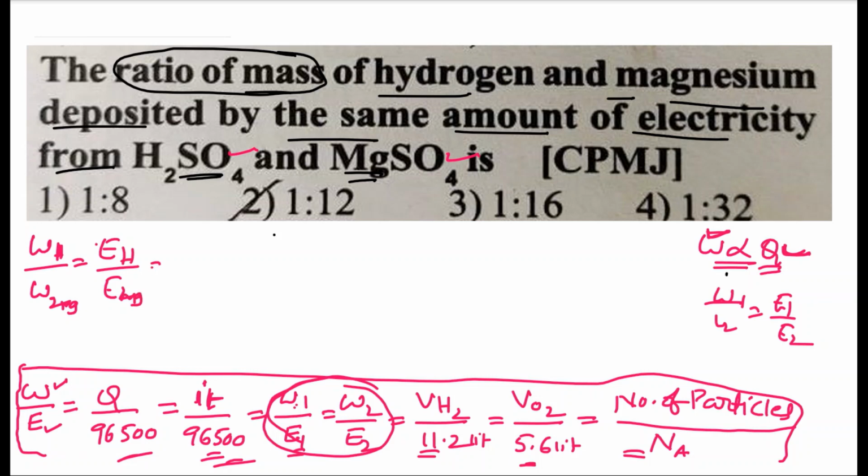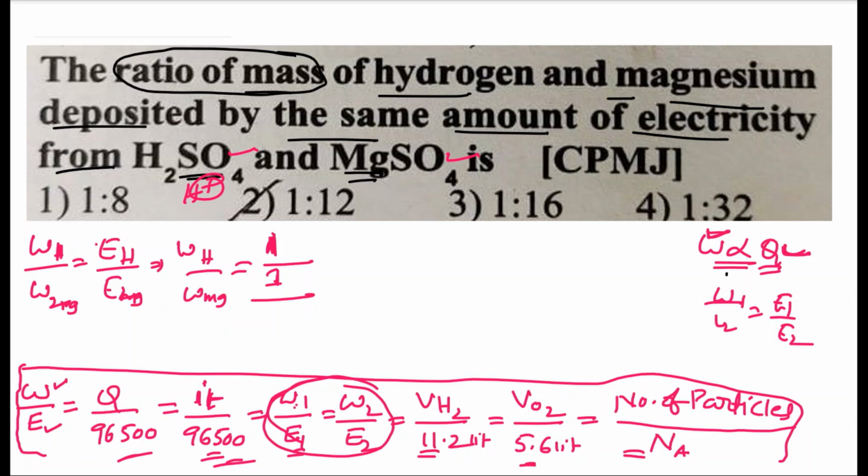So let me write it. W hydrogen by W magnesium, this ratio only we have to calculate. Equivalent weight of hydrogen means molecular weight of hydrogen by n factor. Molecular weight of hydrogen is 1, and n factor of hydrogen is also 1, because it forms H plus. So 1 positive charge is there.